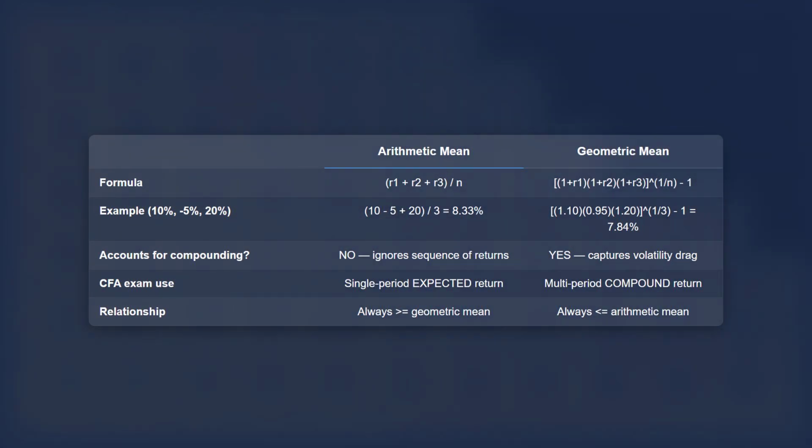The minus 5% year compounds against you. It shrinks the base for the following year's 20% gain. The exam always includes a negative return year to maximize this gap. Geometric mean is the only correct answer for multi-period performance.